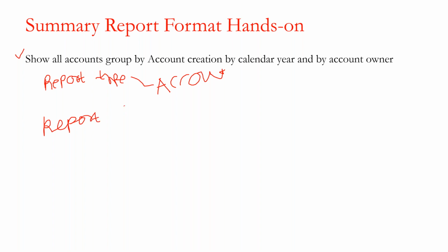Now, what is my report format? Am I going to use tabular, matrix, summary, or joined? Since I want to group by a field, definitely it's not tabular. Then it may be summary or matrix. I want to group by account creation calendar year and by account owner, so I want to group the records with a specific field. So simply I can take it as my summary report. Let's see how I'm going to do it.